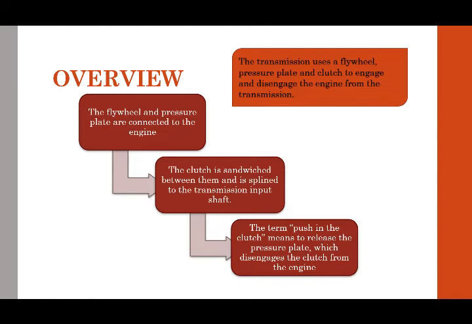This is an overview. The transmission uses a flywheel, pressure plate, and a clutch to engage and disengage the engine from the transmission. So you can see the pathway. The flywheel and the pressure plate are connected to the engine. The clutch is sandwiched between them and is splined to the transmission input shaft. Pushing the clutch pedal releases the pressure plate, which will disengage the clutch from the engine.